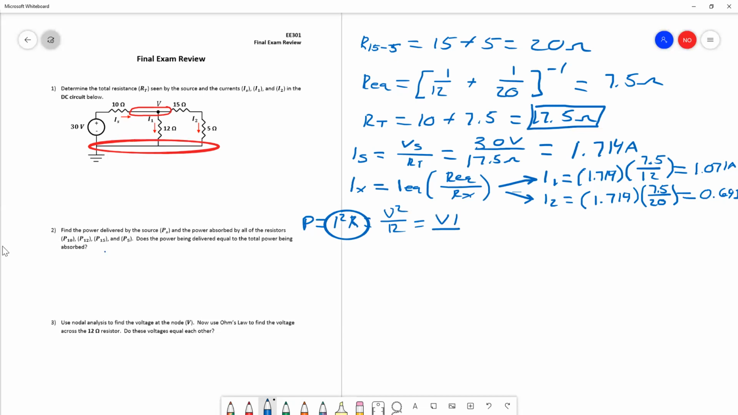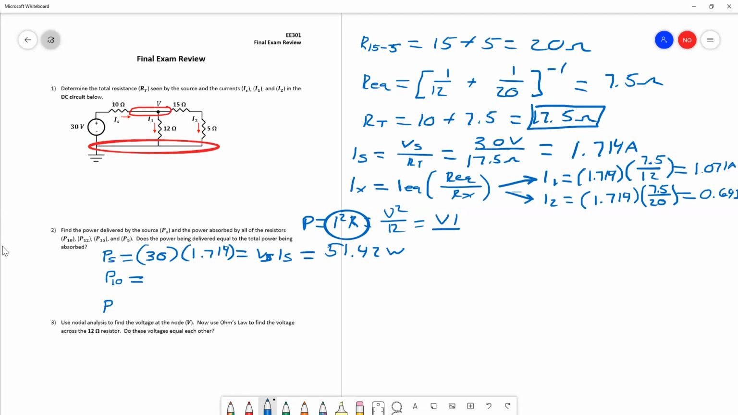So first step, we'll find source power, being the voltage of the battery times the source current, which is 1.714. Remember, this was voltage of the source times current of the source. And that is roughly 51.42 watts.